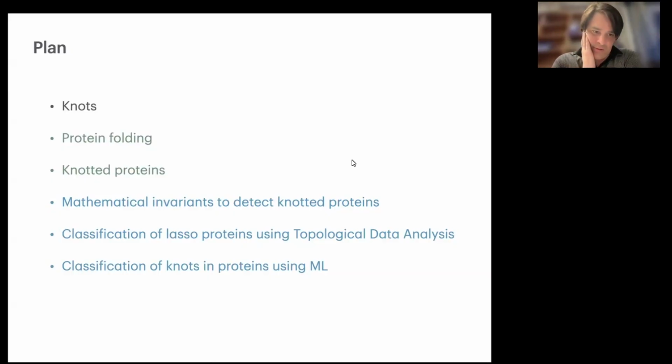And then the remainder of the talk will be about how to detect knotted structures inside proteins. First will be purely mathematical invariants. They have a couple of downsides in this kind of real world scenario. Then I will talk a bit about our project, using persistent homology to analyze certain types of knotted proteins. I'm not sure if I will have time to talk about the last part, using machine learning to detect knots, but we'll see how much time I have.